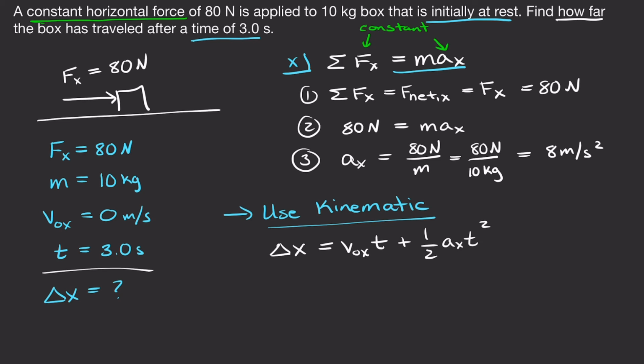Okay, this has everything we need plus what we're looking for. First off, I'm going to set the initial velocity equal to 0. And then we just have the distance, delta x, that it travels is 1/2 times our 8 meters per second squared we just found, times the 3 seconds that it was traveling squared. And if we punch that in, we get 36 meters.